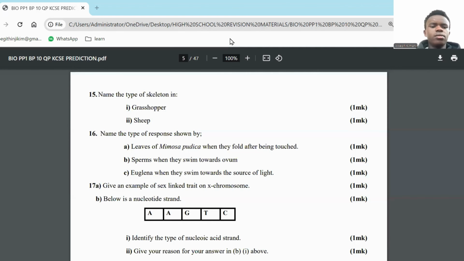Basically you have two main types of skeletons. We have the exoskeleton and endoskeleton. Though we may talk of the hydroskeleton and all that, the two main types are the exoskeleton and endoskeleton. For the grasshopper, we would say we have an exoskeleton, and for the sheep, we have an endoskeleton. Why am I saying this? It is because the skeleton of the grasshopper covers the outside of the body, while that of the sheep is inside the body.